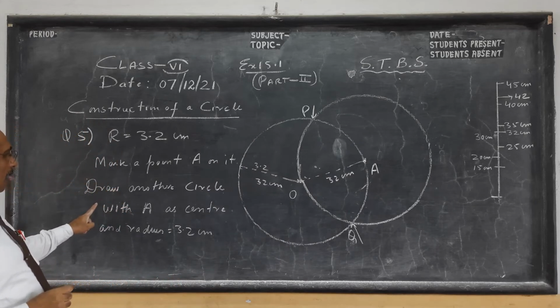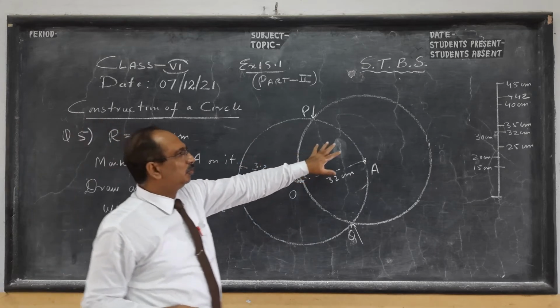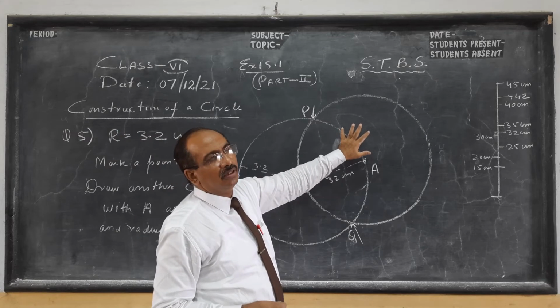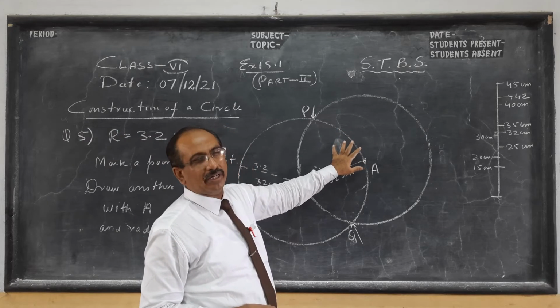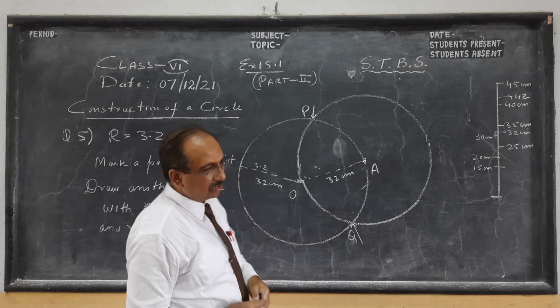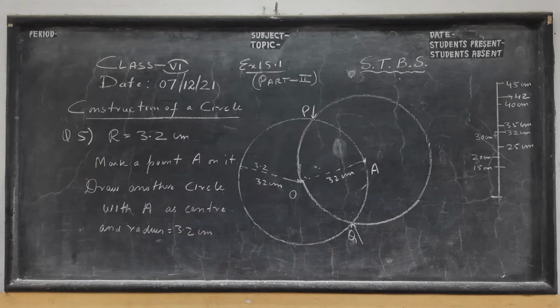Mark a point A on it. We have to take A on the circumference of the circle, on it, because it is not in the interior or exterior. So kindly pause the video. We move on to the second last question, that is 6. Then we will end with question number 7.